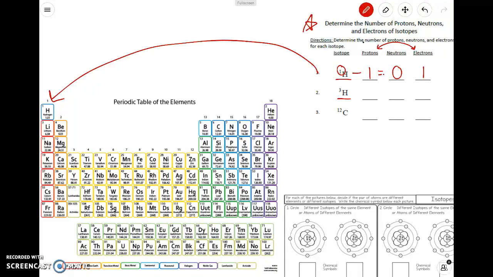Now we're going to try that again for this second isotope of hydrogen. It's hydrogen again, so that means that it has 1 proton still and 1 electron still, but we have a mass number of 3. So we're going to do 3 minus that 1 will give us our neutron number, which this time is 2. So there's 8 more of those problems for you to try on that page, and we're going to move on to trying something else.